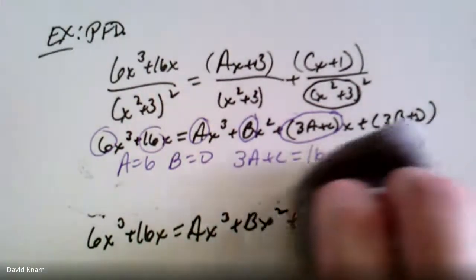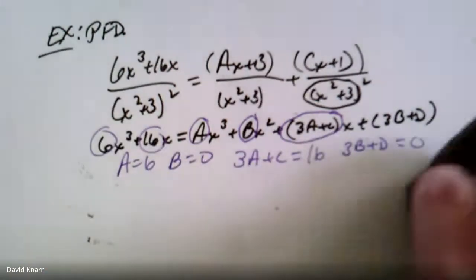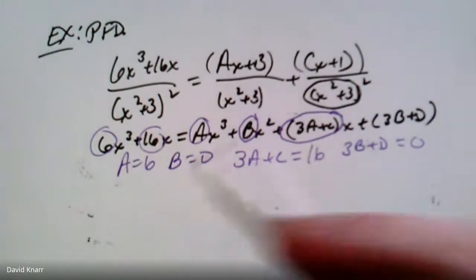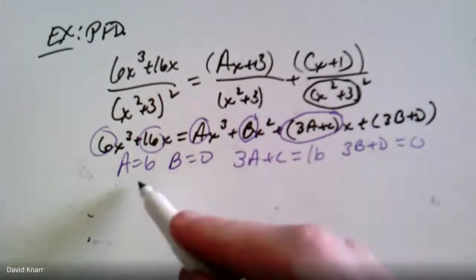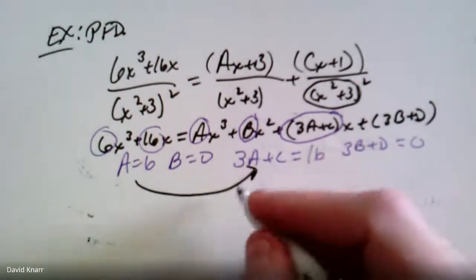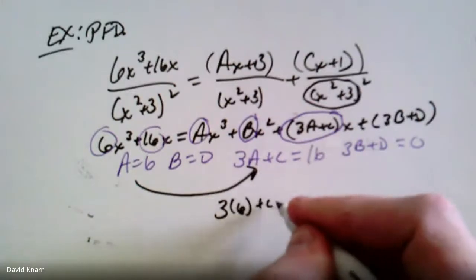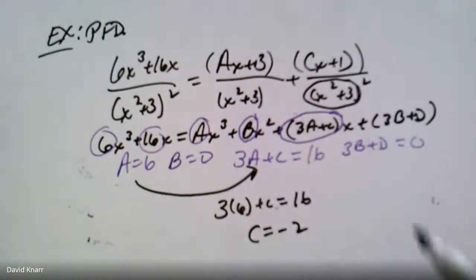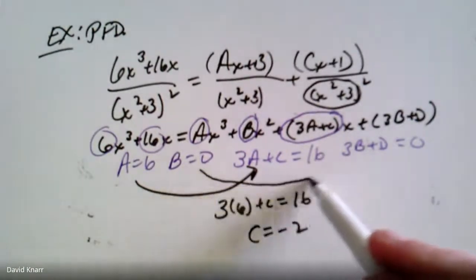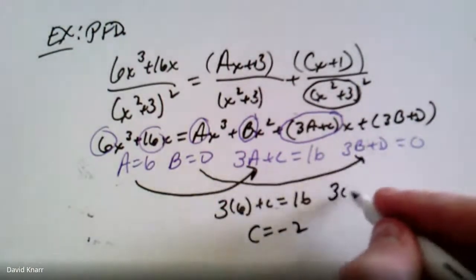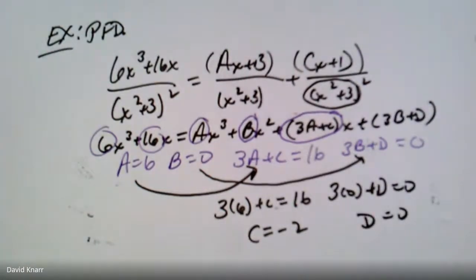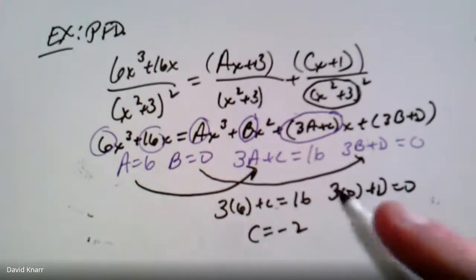Okay, now we're just about there. Time to solve it real quick. We already got A and B. If I take A equals 6 and put it in this equation, I get 3 times 6 plus C equals 16, so C must be negative 2. And if I take B equals 0 and put it in this equation, I get 3 times 0 plus D equals 0, so D must be 0. So there are my 4 numbers. I have them all. I'm ready to write an answer.